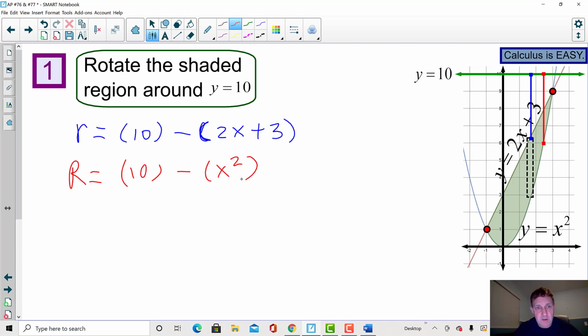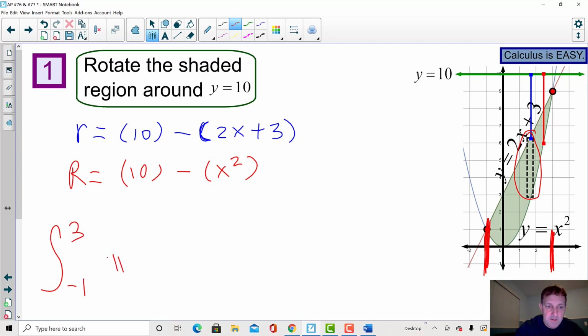We're trying to rotate that shaded region around the line y equals 10. If you look at one of these little dotted rectangles here, we rotate that around y equals 10. It's going to create some washers. It's kind of like a donut. So instead of a disc, we have washers. Now we are going to fill in the washers from x equals -1 all the way to x equals 3. So we want our integral to go from -1 to 3.